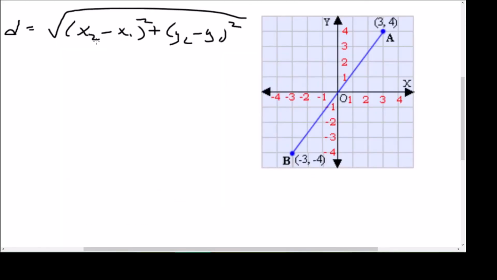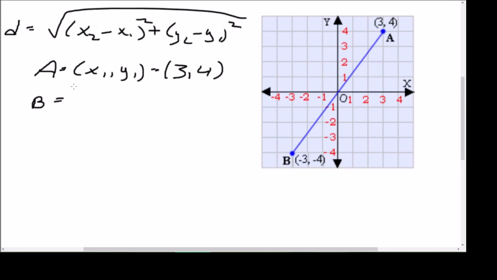So now we're going to actually do the distance formula. Remember, it's our second x term minus our first x term, square that value, then add the difference between the second y term and the first y term, and then square that value. Then take the square root of all of that. So let's do this. Point A will give us our x1 and our y1. Our x1 is 3, our y1 is 4.